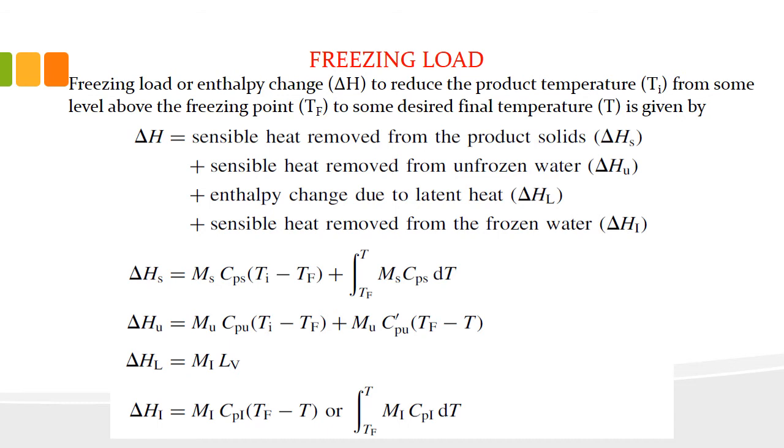And latent heat of crystallization can be simply calculated from mass of ice into latent heat of crystallization, right? Next, delta sensible heat removed from the frozen water is mass of ice. Frozen water is nothing but ice. Mass of ice into specific heat of ice. So here ice formation takes place at Tf only. So Tf to T, or you can simply integrate in this temperature range to calculate.